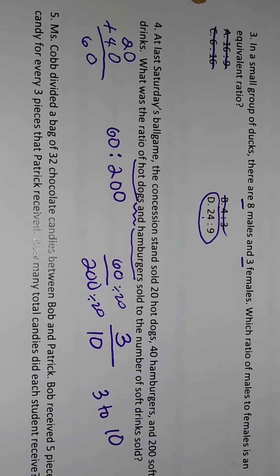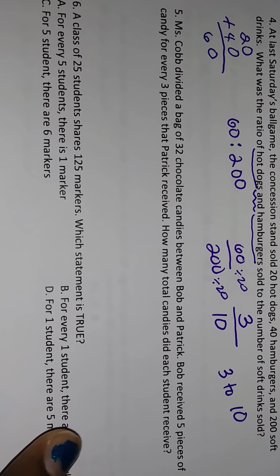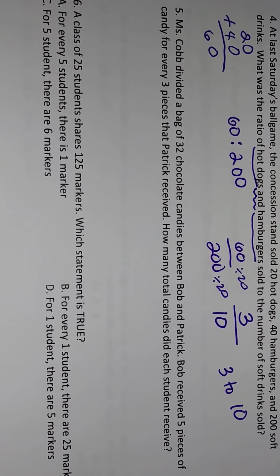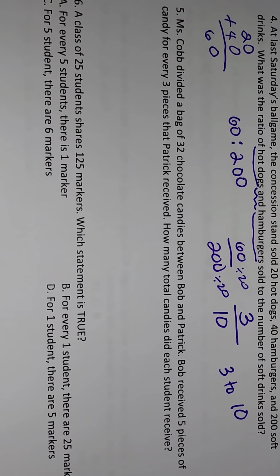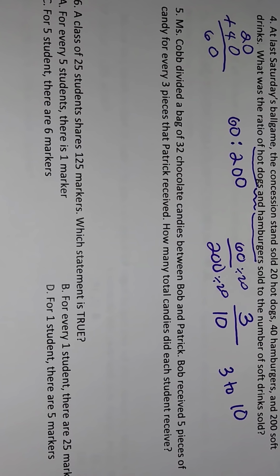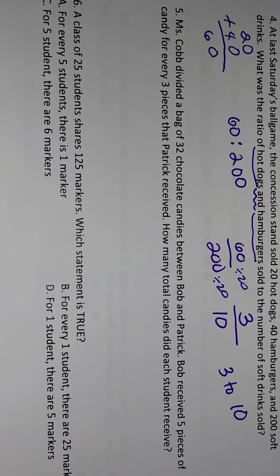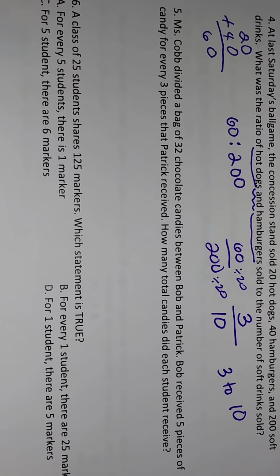All right, number 5. Miss Cobb divided a bag of 32 chocolate candies between Bob and Patrick. Bob received 5 pieces of candy for every 3 pieces that Patrick received. How many total candies did each student receive? This sounds like a really, really good problem for our tape diagram strategy. Really great problem for that.